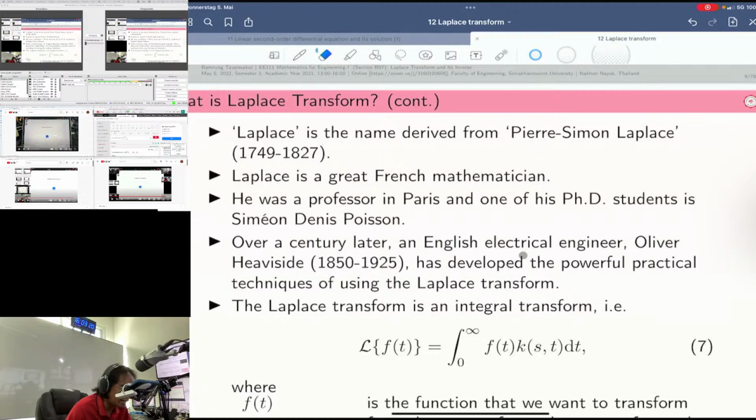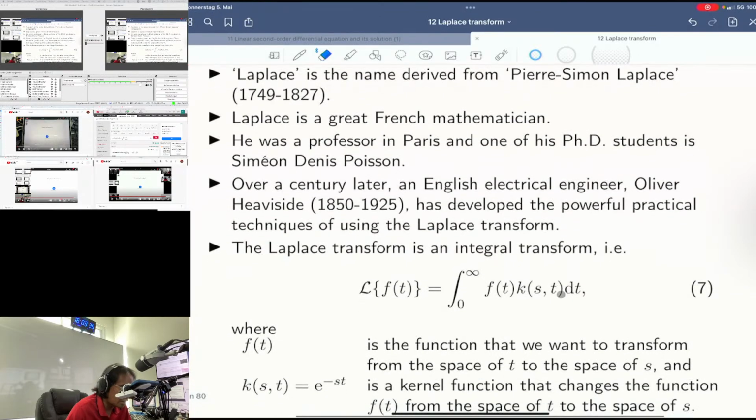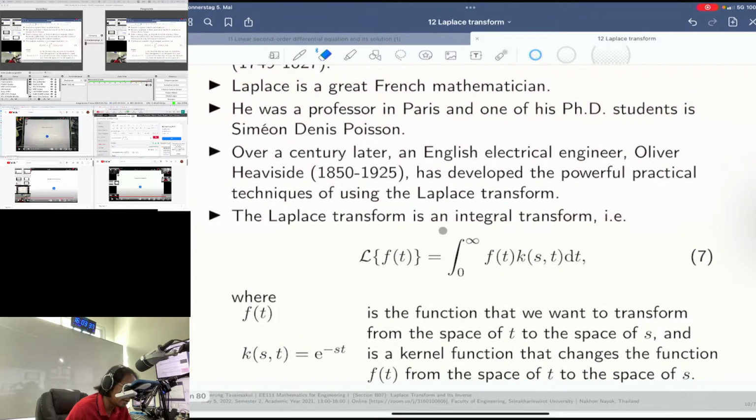Over a century later, an English electrical engineer, Oliver Heaviside, between 1850 and 1925, developed a powerful practical technique of using the Laplace transform. The Laplace transform is an integral transform, and we use the written-style font of the letter L.